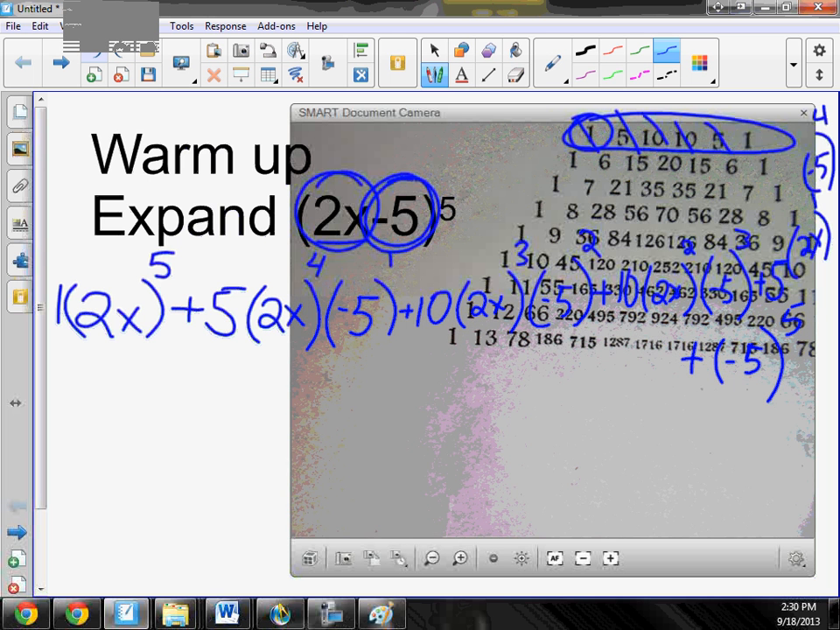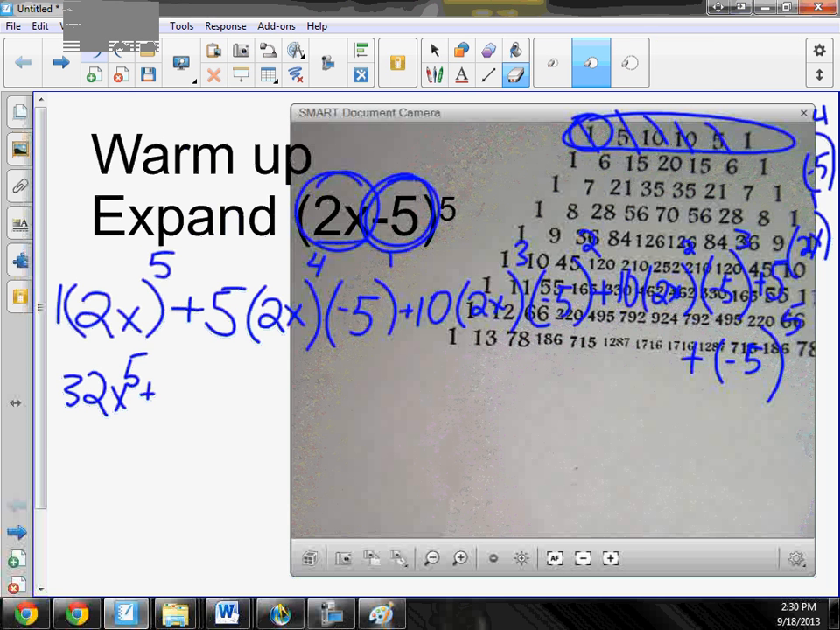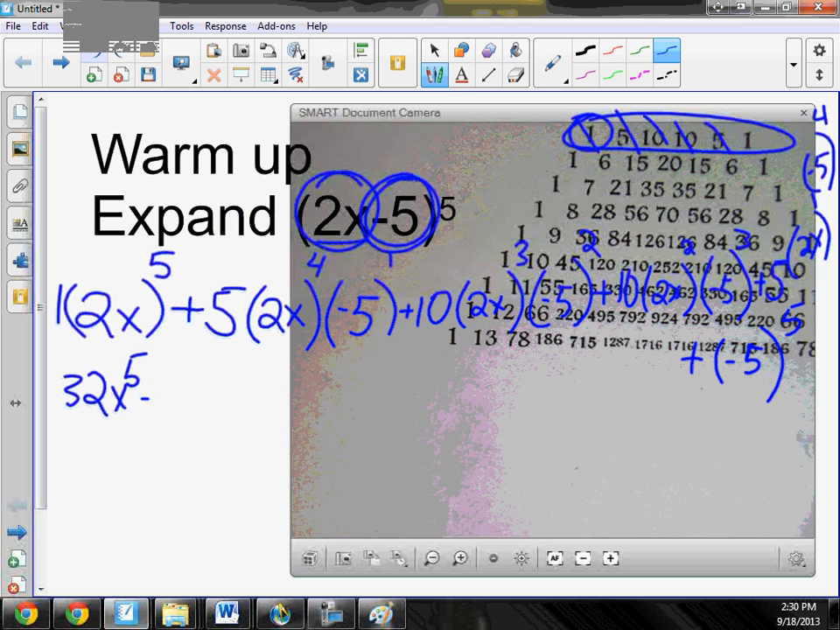So 32x to the 5th plus, wait, is this one plus or minus? Minus, because it's -5 to the first. So 5 times 2 to the 4th times negative 5.